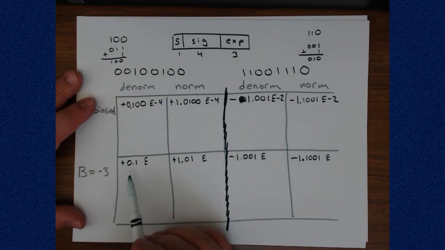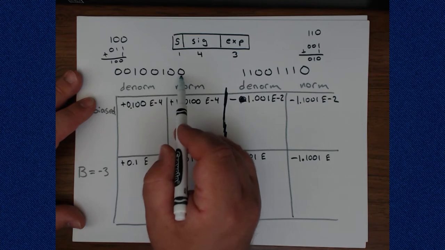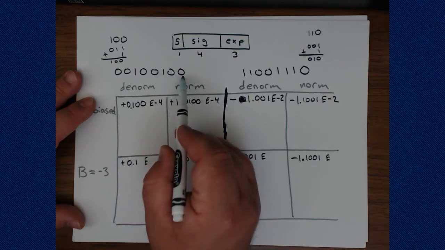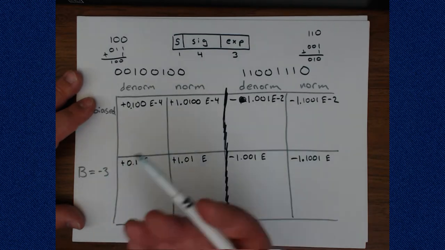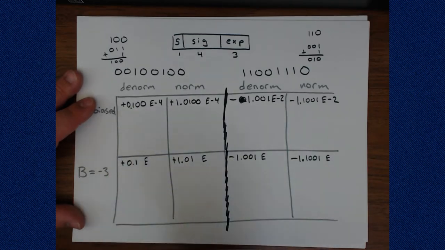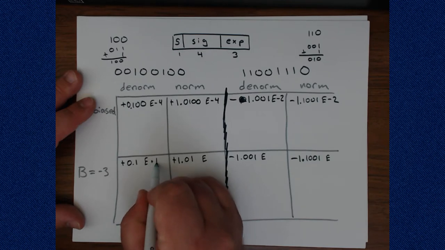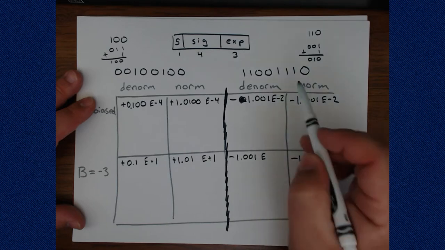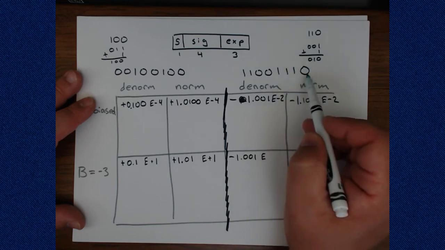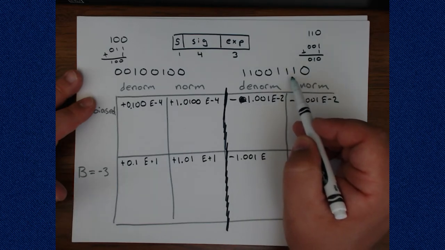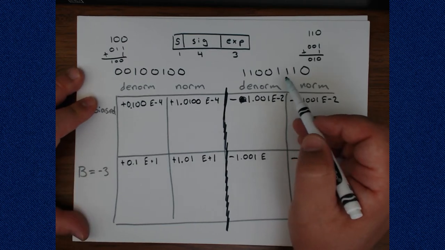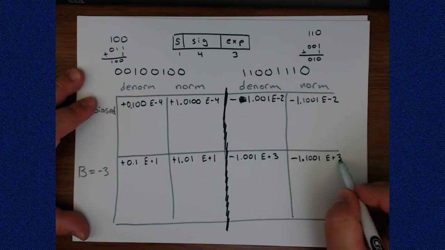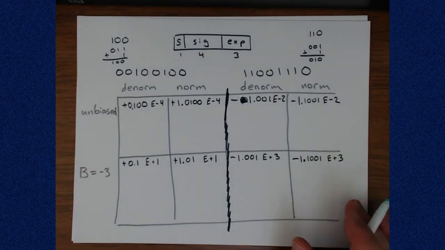Now we'll try a biased interpretation of these exponent fields. In a biased interpretation, I read these 3 bits as if it's an unsigned number. So this is the 3-bit version of the number 4. And then I add -3 or subtract 3. So 4 minus 3 is +1. So both of these are +1. Over here, I have 4 plus 2 and no 1s is 6. 6 minus 3 is +3. So in these 2 boxes, we have an exponent of +3.